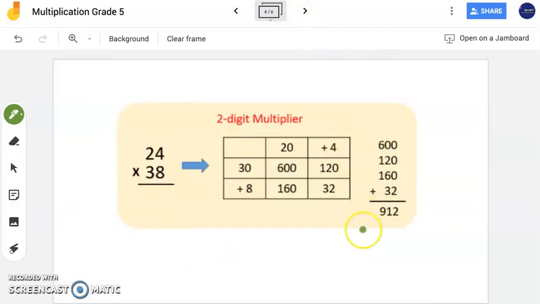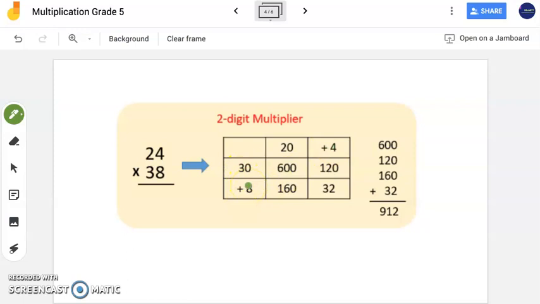Now what I want to go through is partial products. This is an example already given to us here that we're going to discuss. We have 24 times 38. Notice when we have partial products, we're tearing those numbers apart. So when I look at 24, I notice that I have 20 and then 4, which is going to give me the number 24. On this side, I have 30 and I have 8.